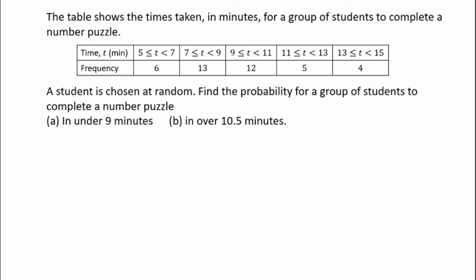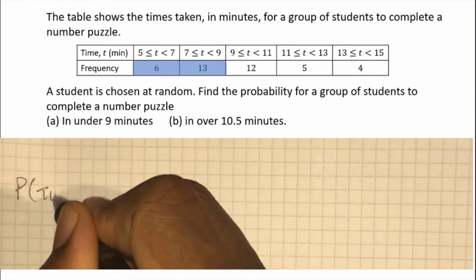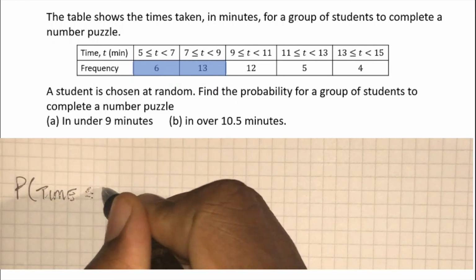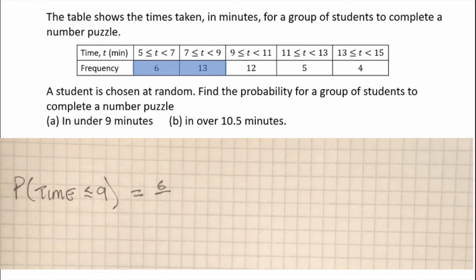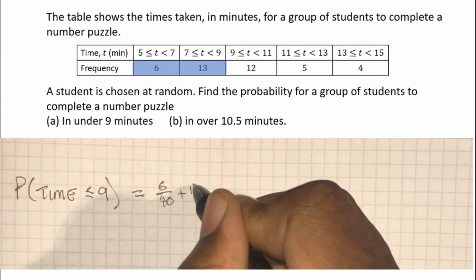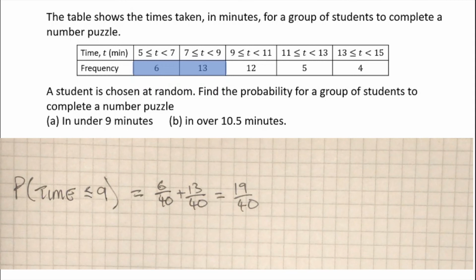So that event is a combination of 2 of the possible outcomes. And we're going to use the frequency here to calculate our probability. So the frequency is 19. There were 19 of them that completed it in less than 9 minutes. And that's 19 out of a total 40 students involved in the first place. So 19 over 40.